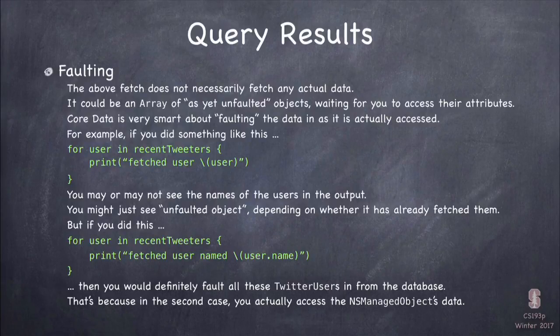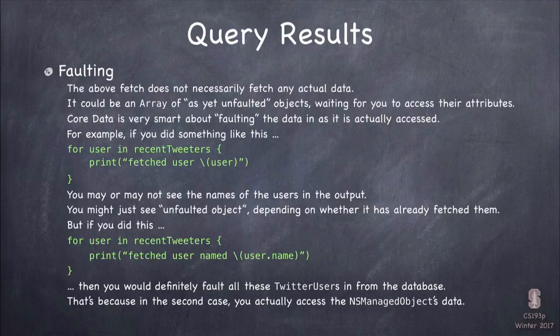But if you say, for user in recent Twitters, and say fetch user named, and now you say user.name, now you are faulting this object in. In fact, this for loop would fault all these objects in to memory. Okay, fetch them all because you're asking for the name of every single one. Boom, fault, fault, fault, they're all coming in. Now, it doesn't do it one by one. It faults in batches. It's really high performance, so don't worry about that.